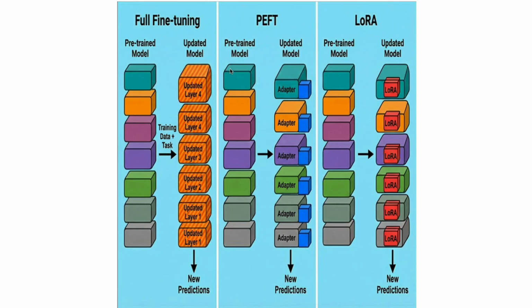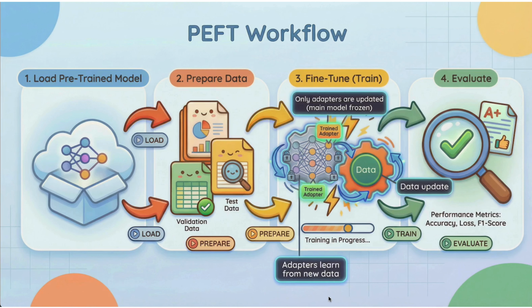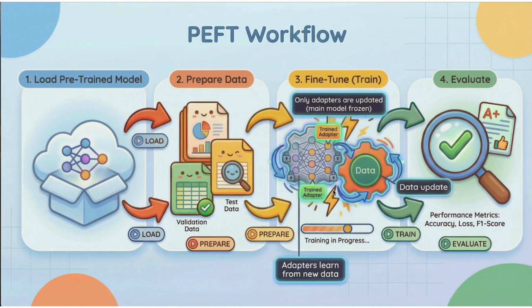Let's move to the middle section of the diagram. Here, you will notice that the pre-trained model layers stay exactly the same. They are frozen. Instead of modifying the original layers, we attach small adapter blocks to them, those blue bricks you see here. The approach is called PEFT, Parameter Efficient Fine-Tuning. PEFT is a revolutionary idea. Instead of updating billions of parameters, it only updates a tiny fraction. This approach reduces memory usage massively. Training becomes so much faster and the risk of destroying the base model disappears because the base model layers stay frozen.